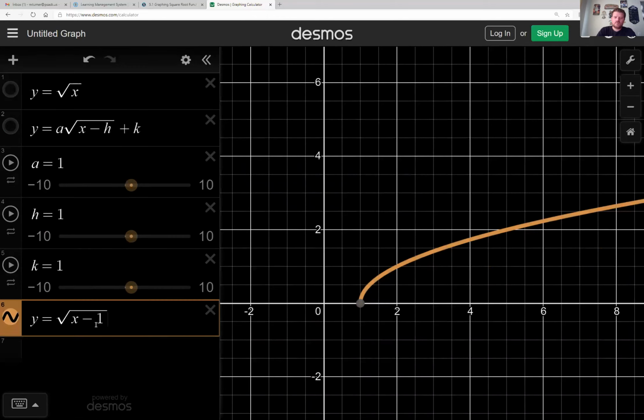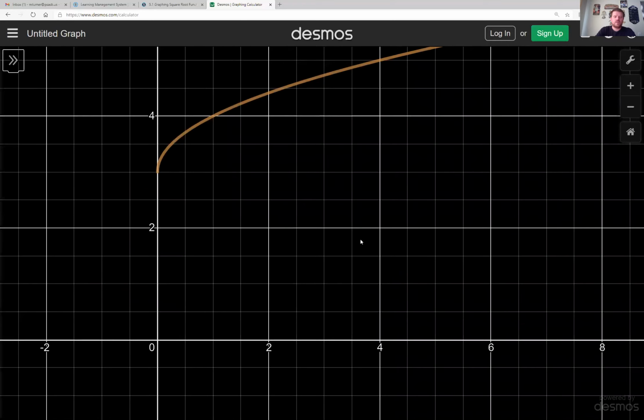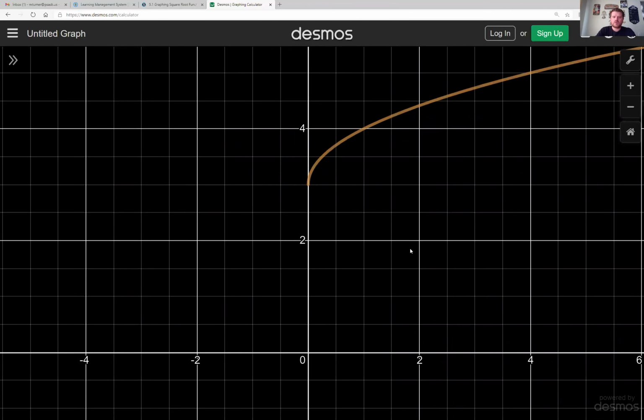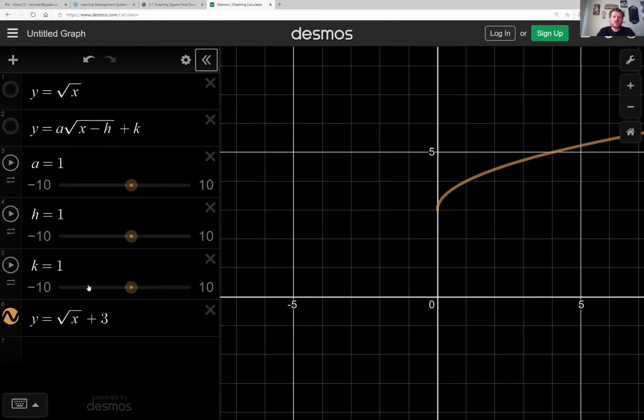And then change it again, something like, let's say, radical x plus 3. You wouldn't have the equation up here, but if you're looking at the graph, and the question is, what's the equation of this function? It is square root. You should recognize that shape. And then because it's been shifted up 3, your answer would be y equals radical x plus 3.